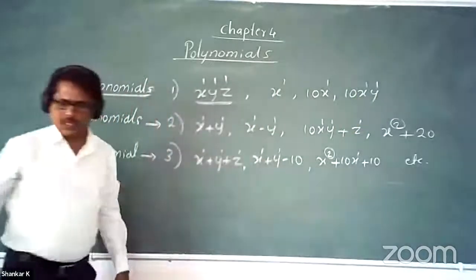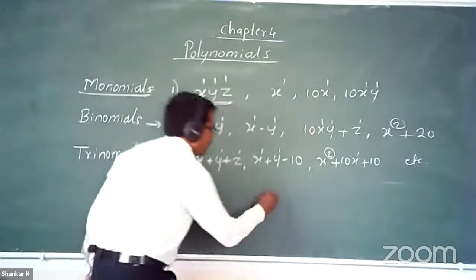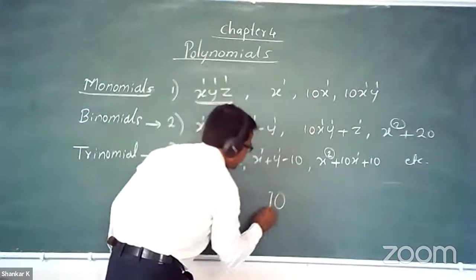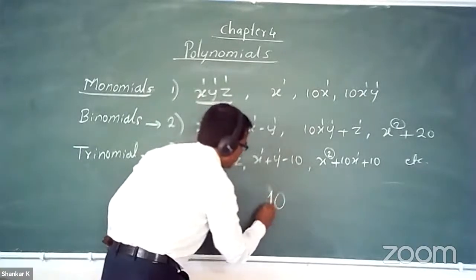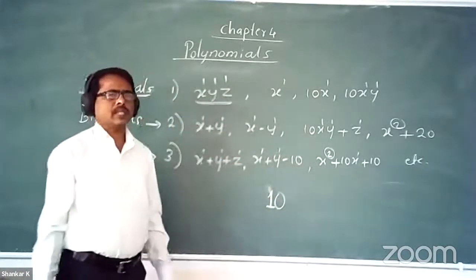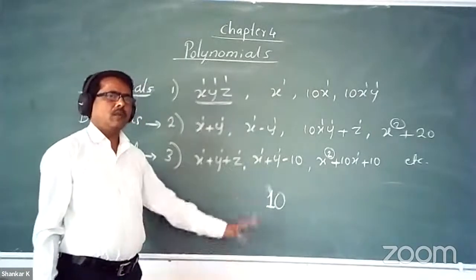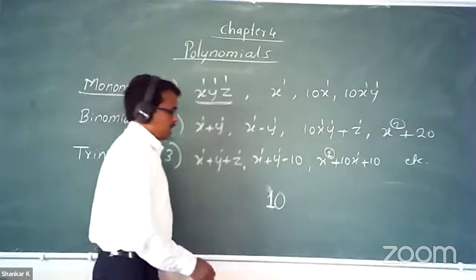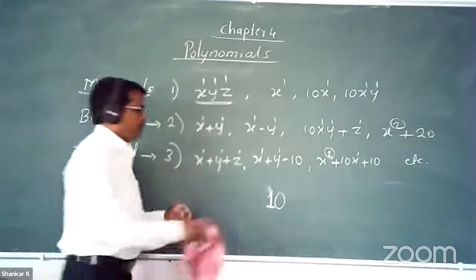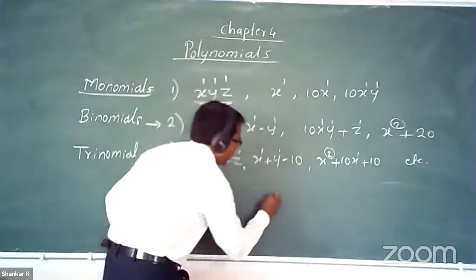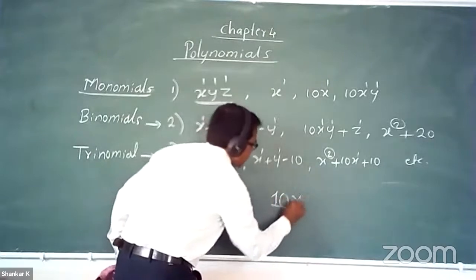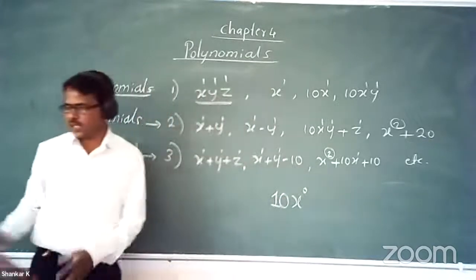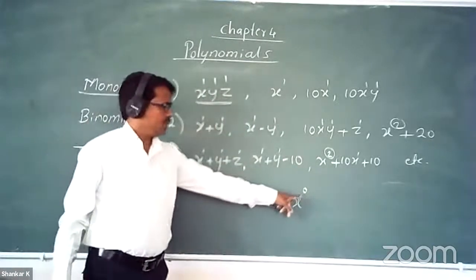What about this? For example, if 10 is there, is it an algebraic expression? Yes, this is also an algebraic expression. It is a monomial. Where is the variable part? The x variable part is there. You can write it like this: x raised to 0. What is its degree? Its degree is 0.